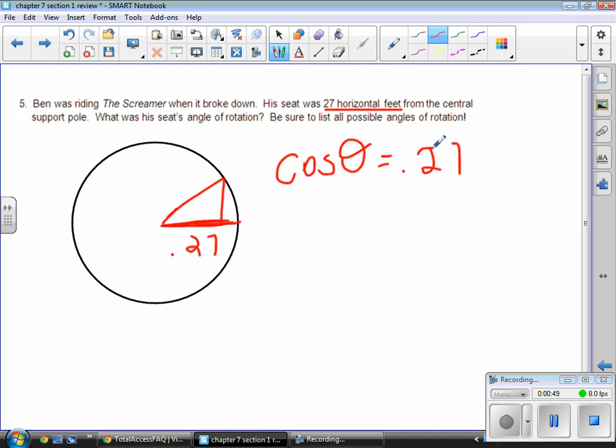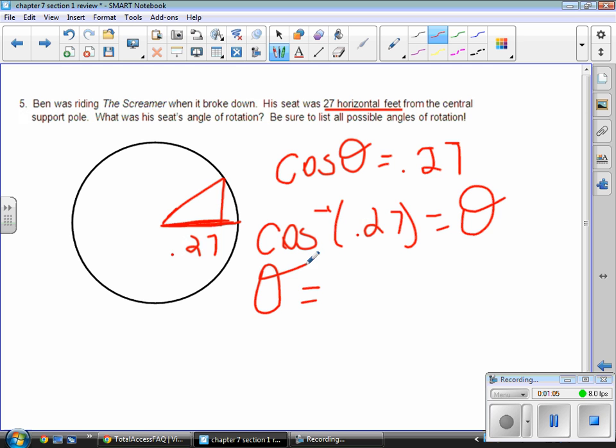Okay. So what we need to do is figure out the angle, central angle. So this is like the first question. I'm going to take cosine inverse of 0.27, making sure your calculator is in degrees, and that's going to give me the angle is, let's say 74 if I round it to the nearest degree. So 74 degrees is about how high I am, or is my angle of rotation when I'm 27 feet from the center. Okay, that's this part done.